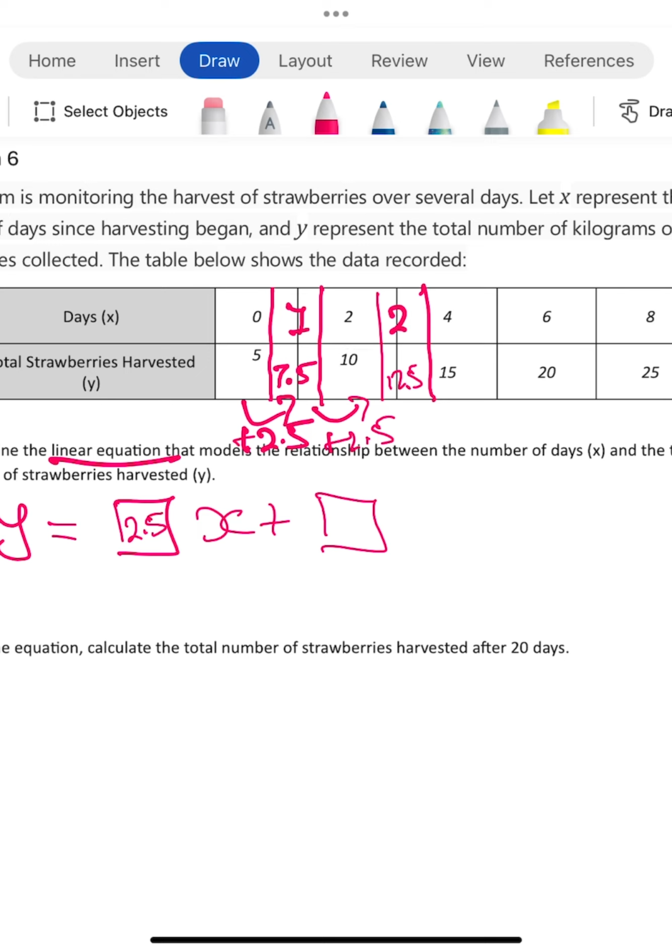And then for the other box, if you remember, we look at when x equals 0, y equals what? I can see x equals 0 is there, and at that point, y equals 5. So we're going to put a 5 in here.